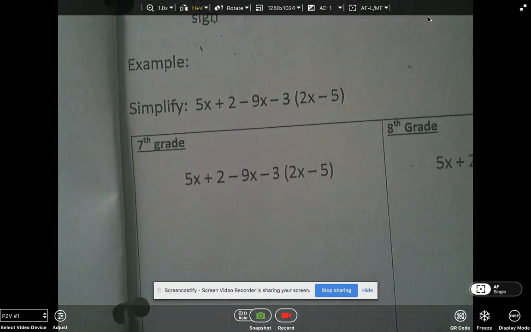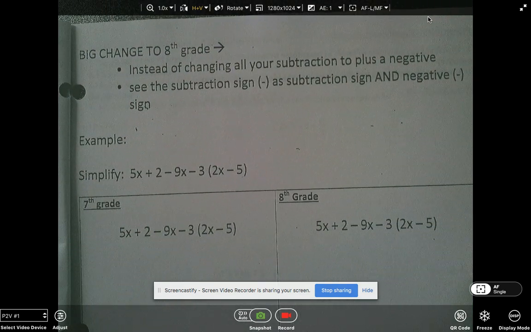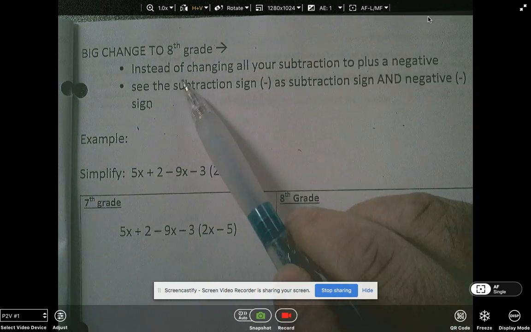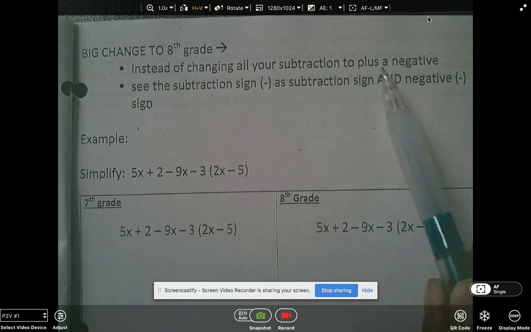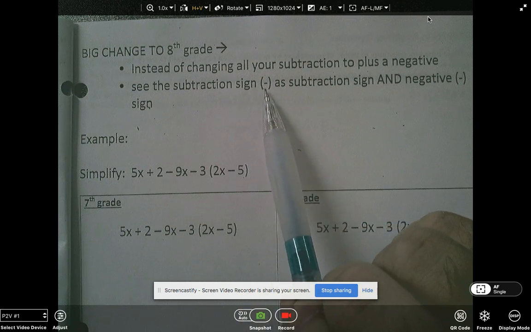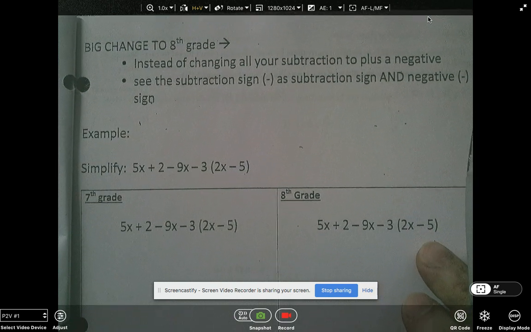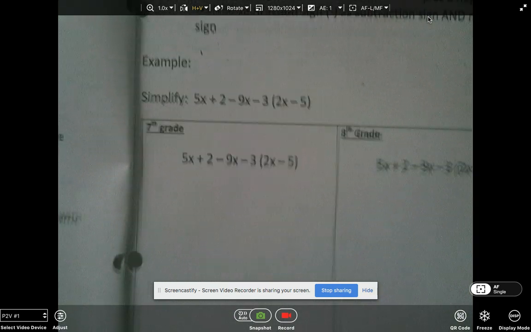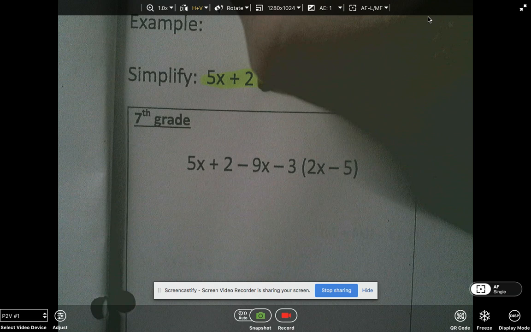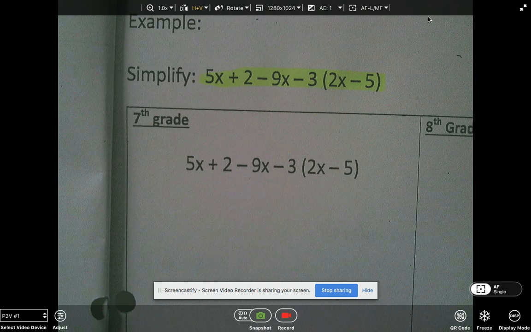So if you look over here on this side on page 3, here's one of the changes from solving equations from 7th grade to 8th grade: instead of changing all your subtractions to plus and negative, we're going to try to just see the subtraction sign as a subtraction sign and also a negative number. So for example, let's say we had this big long expression here that we're trying to simplify. 5x plus 2 minus 9x minus 3 parentheses 2x minus 5.